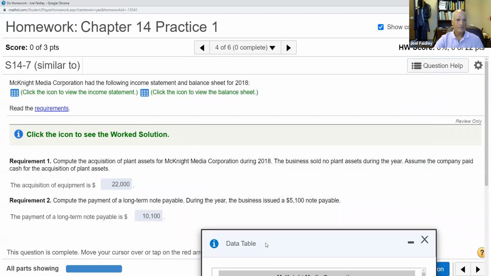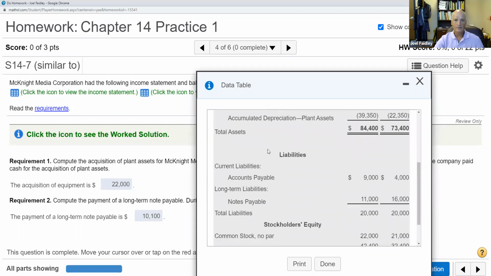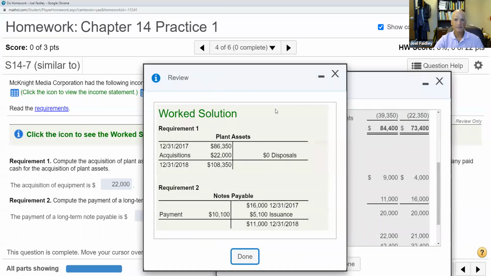Compute the payment of a long-term note payable during the year the business issued a $5,100 note payable. $5,100 note payable. All right. So we start out with 16,000 and end up with 11. What about that 5,100? Let me see if they've got a T account on here. Yeah, there it is. And there's the plant asset as well. They're showing the 86,350. And there's the ending balance, right? There's one balance sheet, there's the other. And so you had a debit entry to make that 108. So there's where they came up with the acquisitions. And they told you they didn't sell anything.